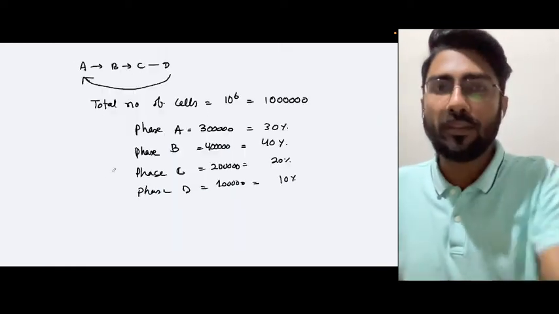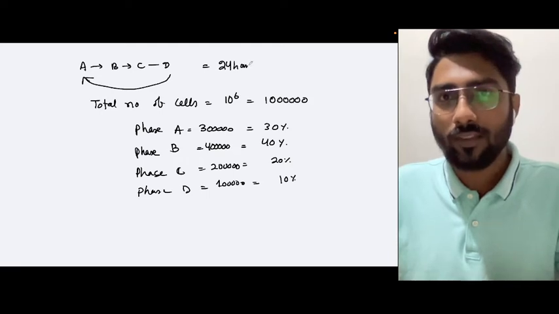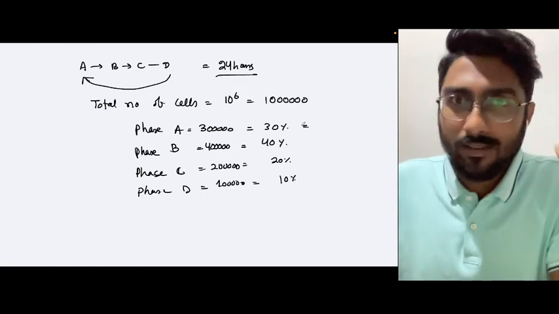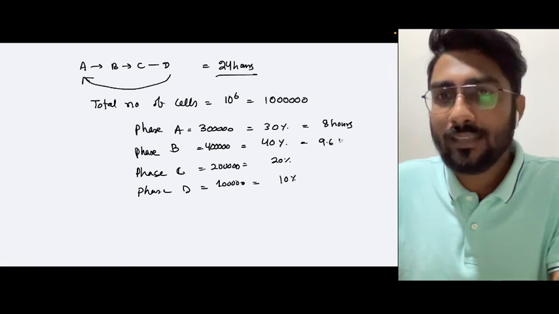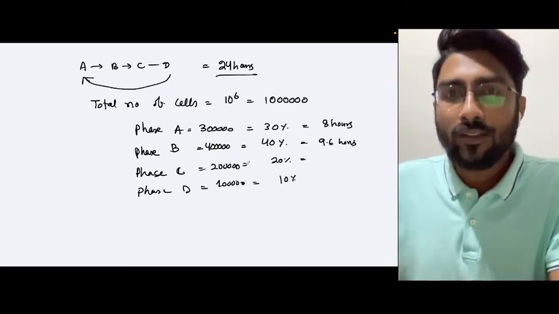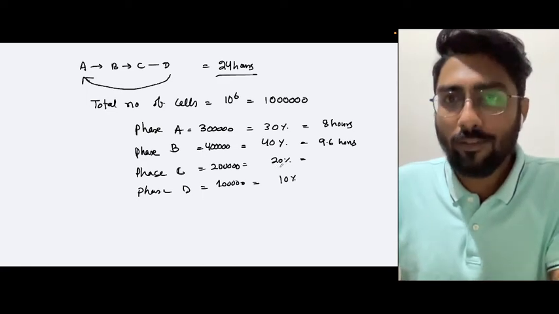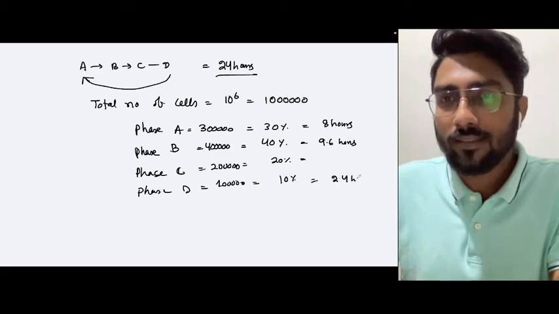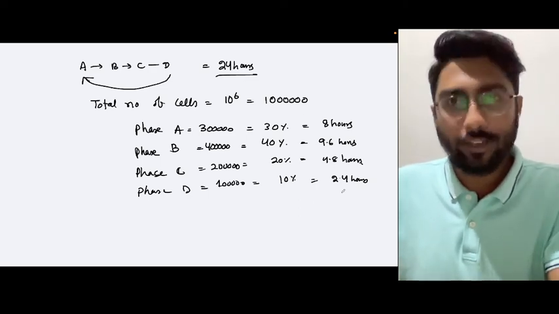Then, the total time spent by one cell in the 4 phases is known to be 24 hours. So A plus B plus C plus D is equal to 24 hours. Phase A will contain 30% of 24 hours, obviously, so it will be 8 hours. Phase B will be 9.6 hours. Phase C is 20% of 24 hours, so 4.8 hours. Phase D is 10%, so 2.4 hours. Got it? If you add the whole, then we'll get 24 hours, isn't it?